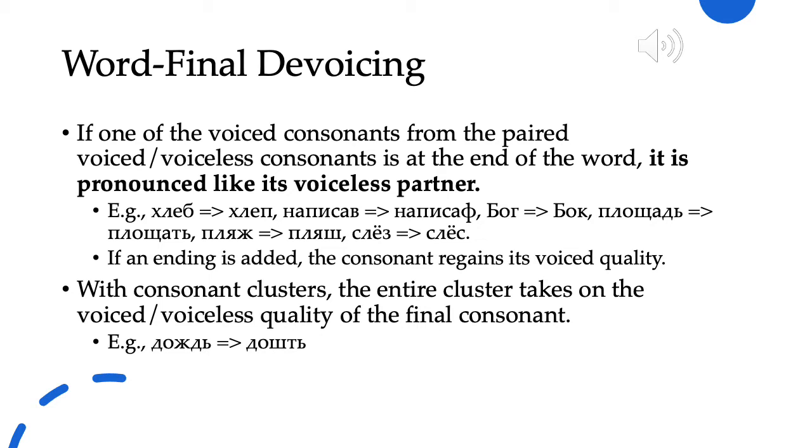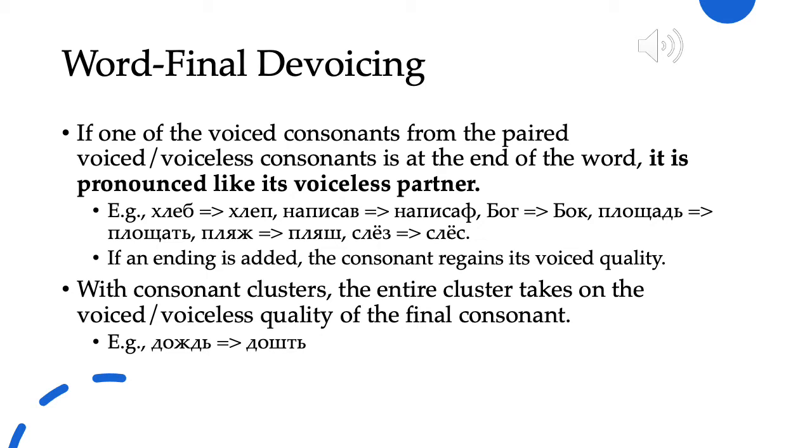So for example, chlieb, bread, is pronounced chlieb. Napisav, the gerund or verbal adverb having written, is pronounced napisав. Bog, God, is pronounced bok. Ploshidz, a city square, is pronounced ploshidz.